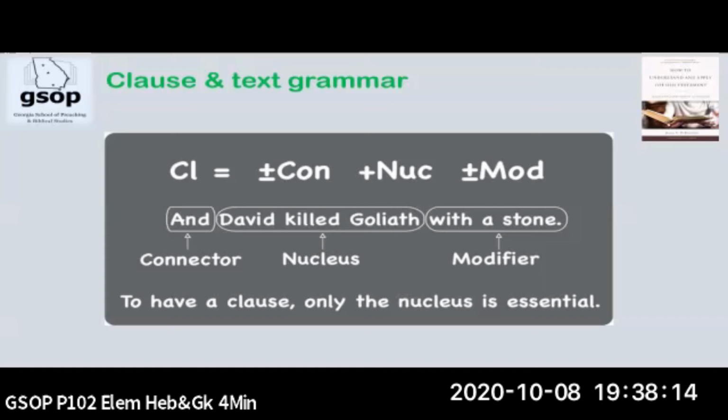Well, the connector tells us "and," so there's something that preceded. So David killed Goliath, and something else preceded. In this case, we don't know. To have a clause, really all you need is the nucleus. David killed Goliath. That is a clause. You may have a modifier or connector associated with that.